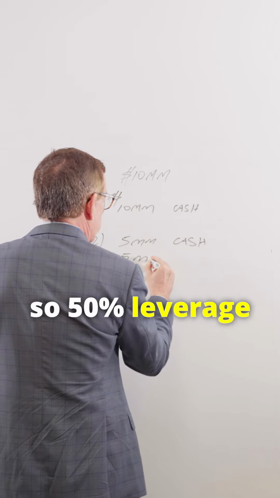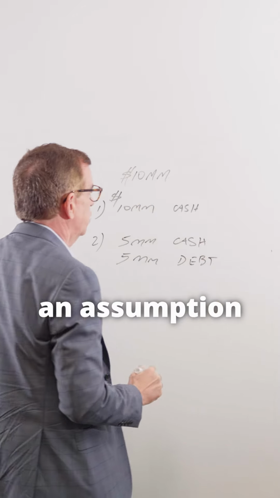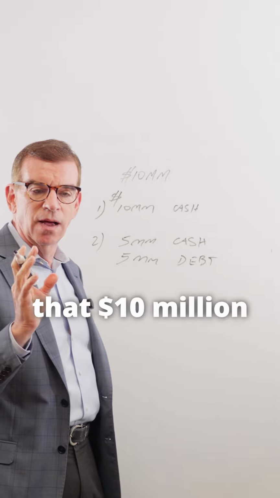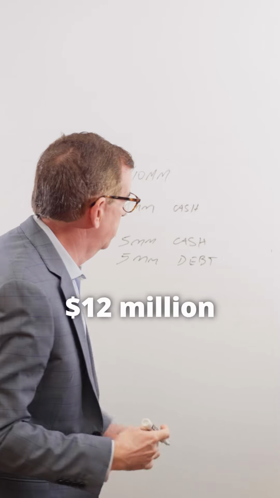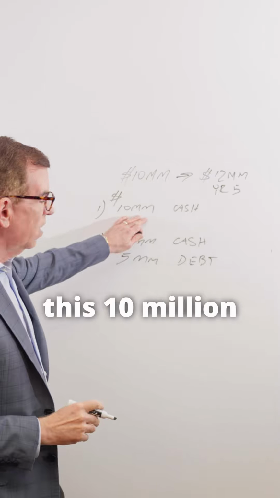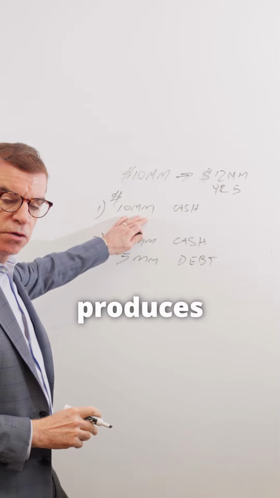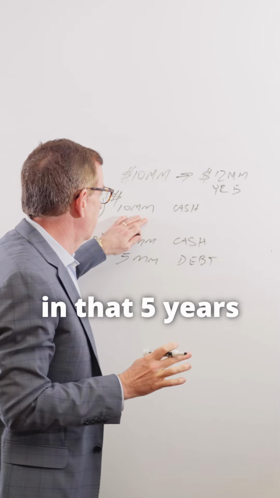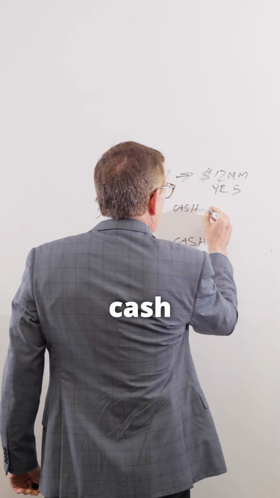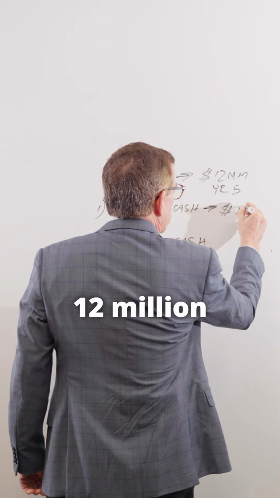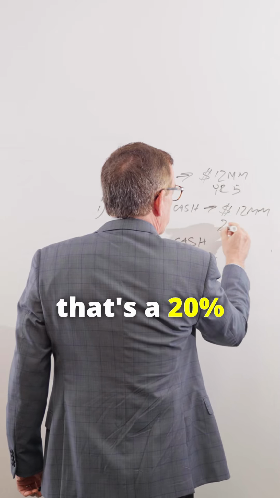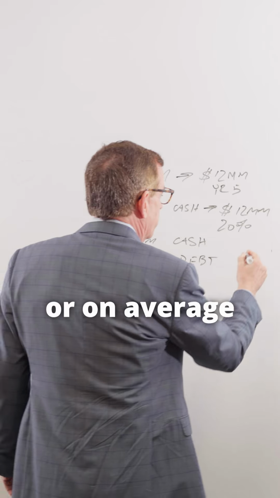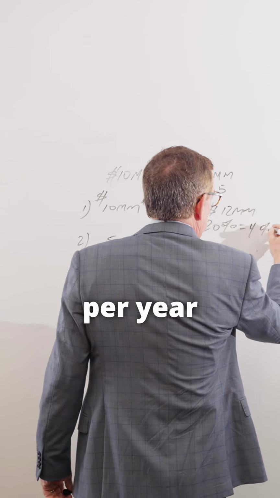So 50% leverage. And let's make an assumption that in 5 years, that $10 million piece of property is worth $12 million. If this 10 million of cash produces, and let's just say there's no income in that 5 years, that 10 million of cash produces 12 million in year 5. That's a 20% total return in year 5, or on average, a 4% return per year, okay?